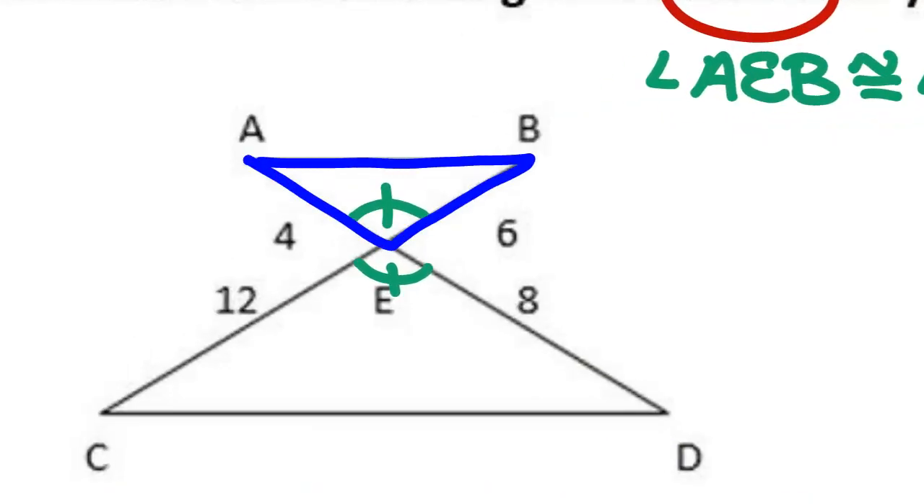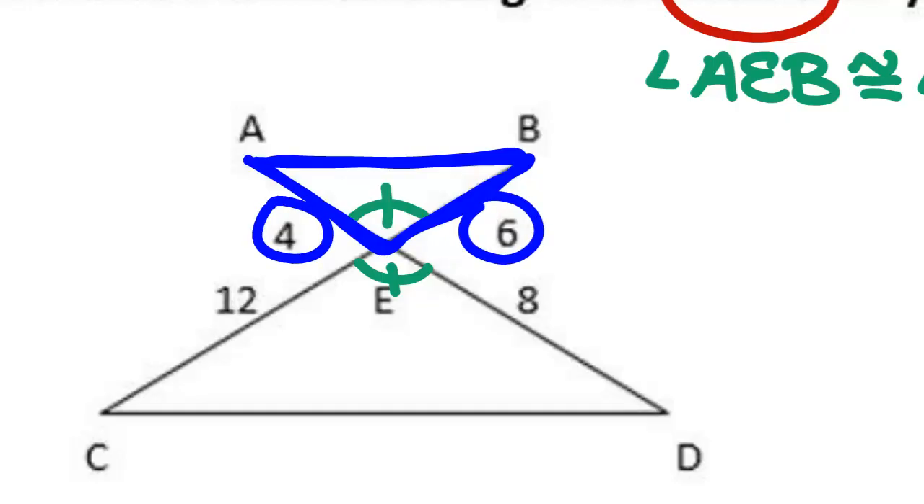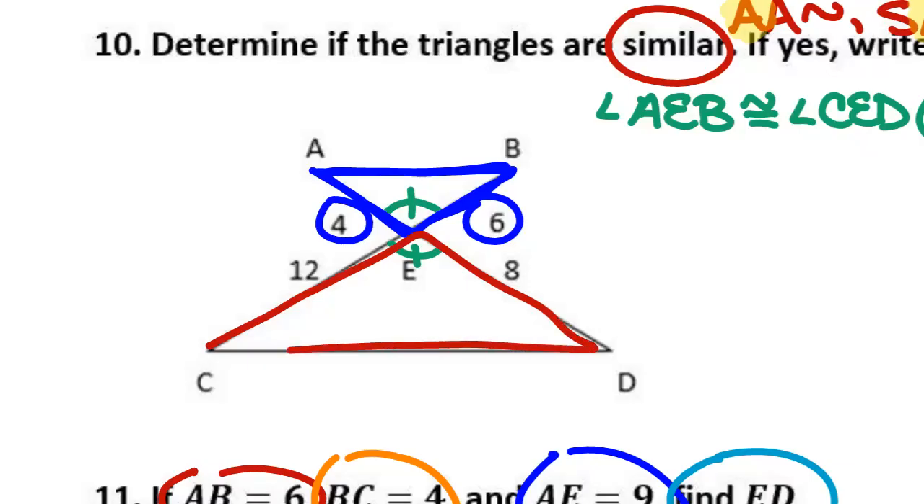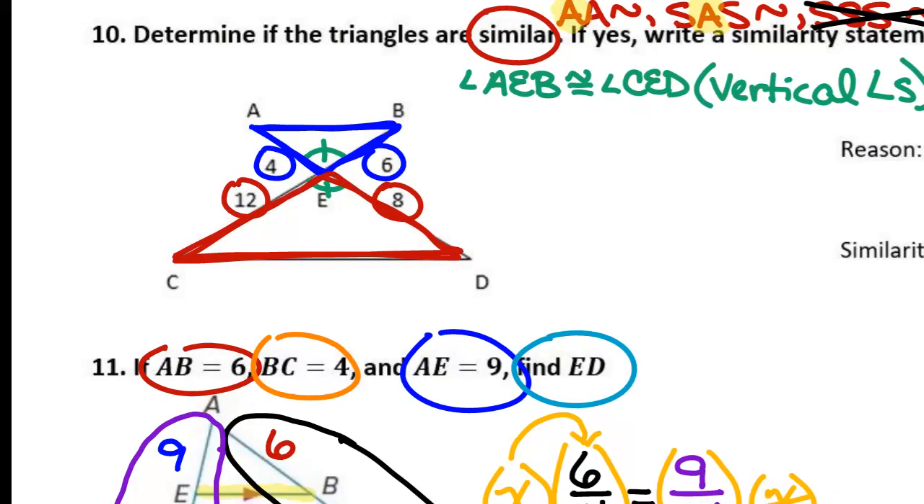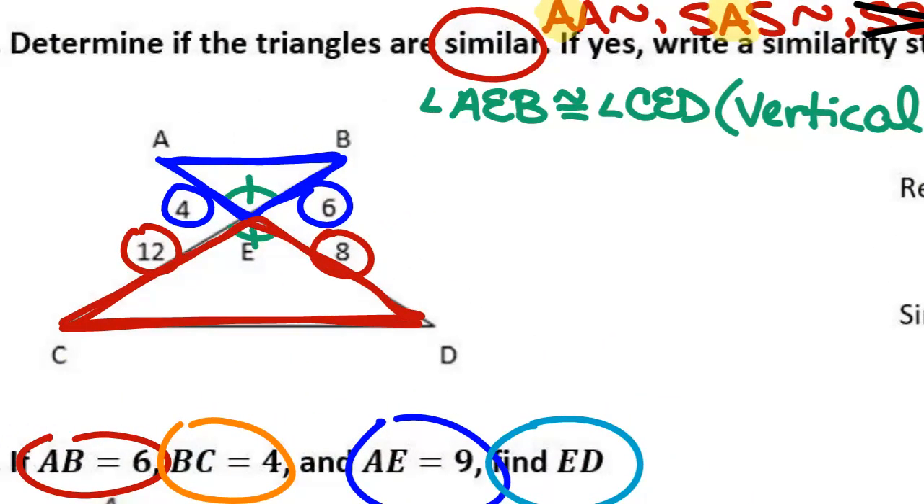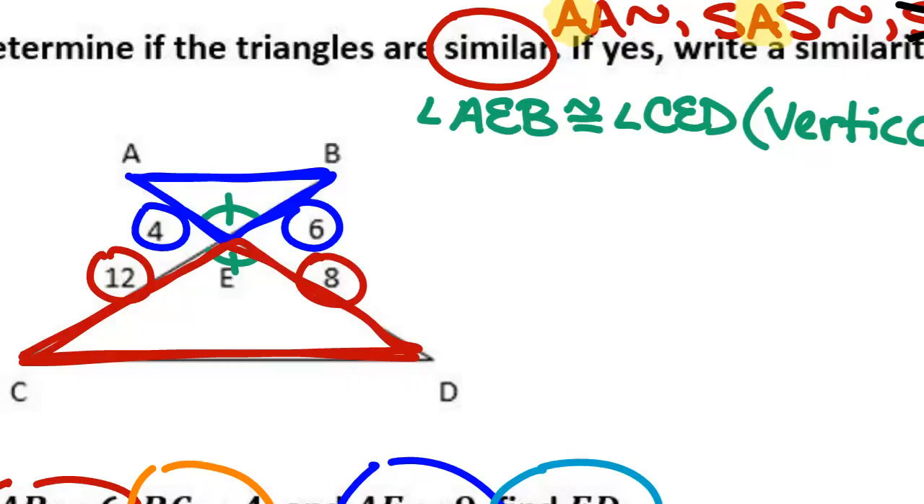This triangle up here, ABE, has a side that is 4 and a side that is 6. And my bottom triangle, CED, has a side that is 12 and a side that is 8. I need to see if the sides are proportional to each other from one triangle to another. And so I need to set up two proportions to see if we come out to be the same. So I'm going to match the smallest side on the top triangle to the smallest side on the bottom triangle. What are the smallest sides on these two triangles? 4 and 8. So I'm going to make a proportion.